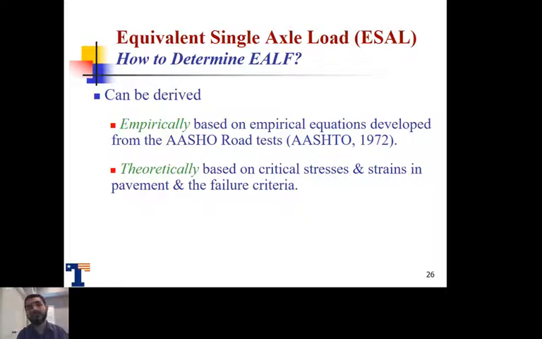For example, I can construct a roadway and then apply a certain amount of repetitions using the 18 kip single axle. This is the equivalent single axle. Then I can have an identical pavement and apply a different axle configuration, different weight, let's say 30 kip, like what we saw in the example, and reach the same amount of damage. Measure how many equivalent single axle load repetitions versus the 30 kip repetitions, and come up with your own equivalent axle load factor.